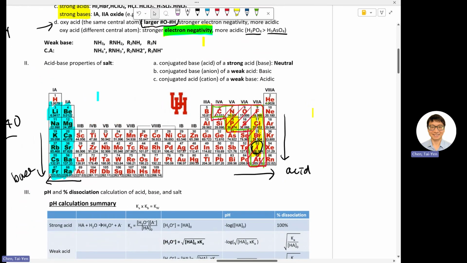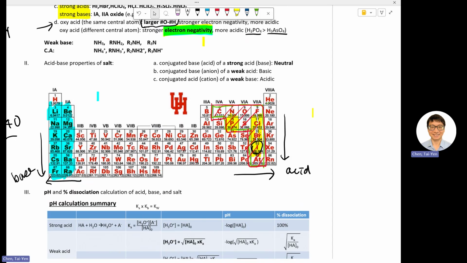All right, so let me recap these things quickly. First thing is that the majority of things should be weak acid or weak base. There are only 7 strong acids: HI, HBr, HClO4, HCl, HClO3, H2SO4, HNO3. And strong bases are the first 2 columns, right? 1A or 2A elements combined with oxide, hydroxide, or hydride. Those are the strong bases.